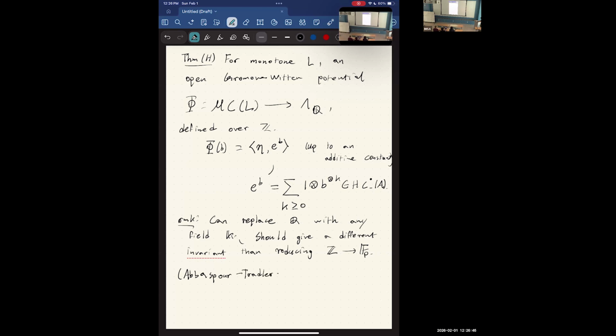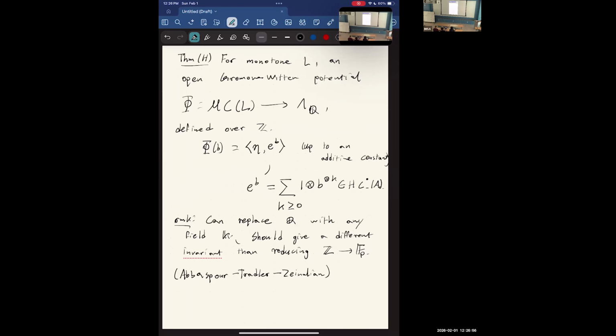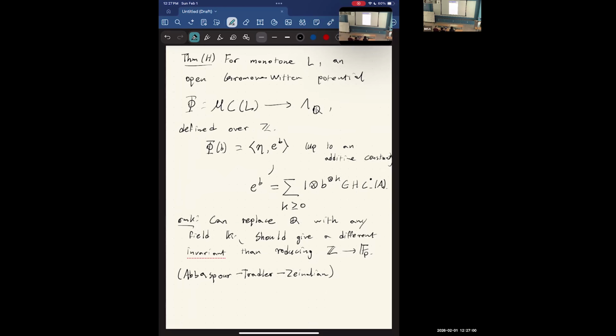So, right, there's this construction by Abbaspour, Tradler, and Zeinalian in the string topology literature, which in the setting of a non-filtered A-infinity algebra gives us a map of Lie algebras from the negative cyclic cohomology of A with even degree to a space of regular functions on the set of Maurer-Cartan elements of A, just via the construction that's on the top part of this page.